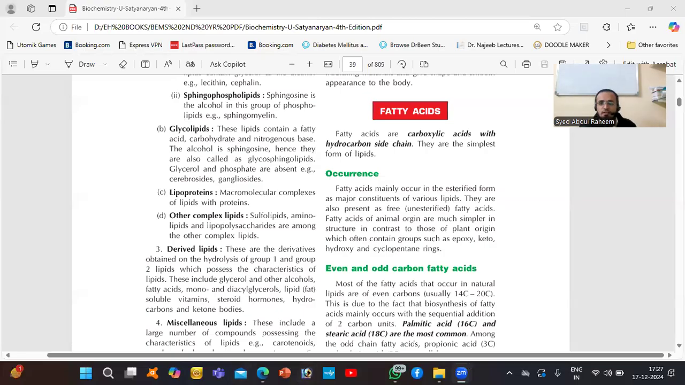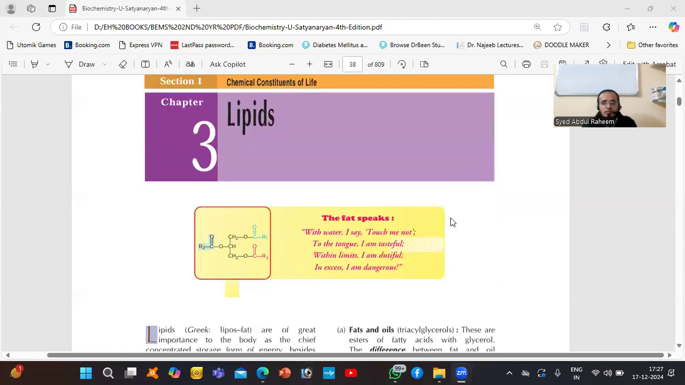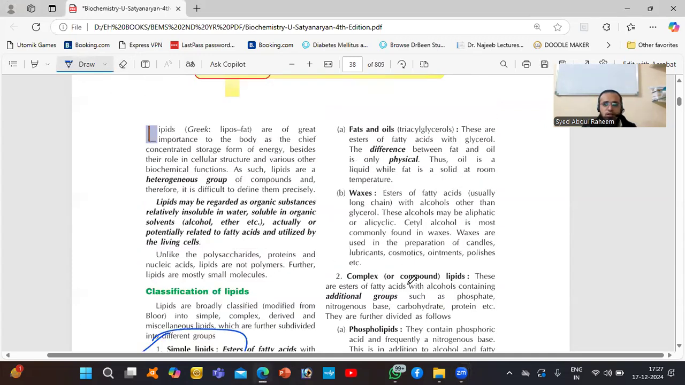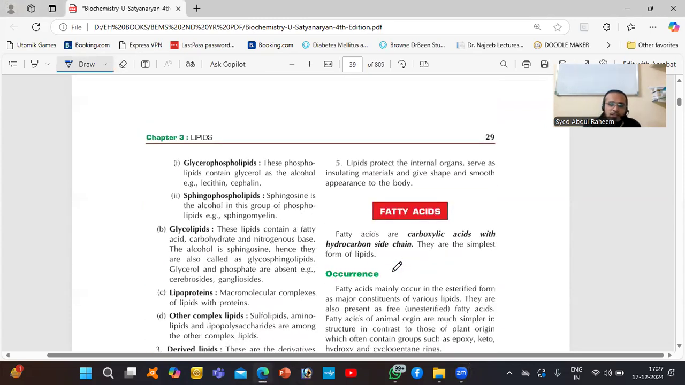So in the previous class we started lipids. We completed carbohydrates, and now we are talking about lipids. There are different types of lipids: simple lipids and complex lipids. Other than that, we have fatty acids. Today we'll discuss fatty acids.